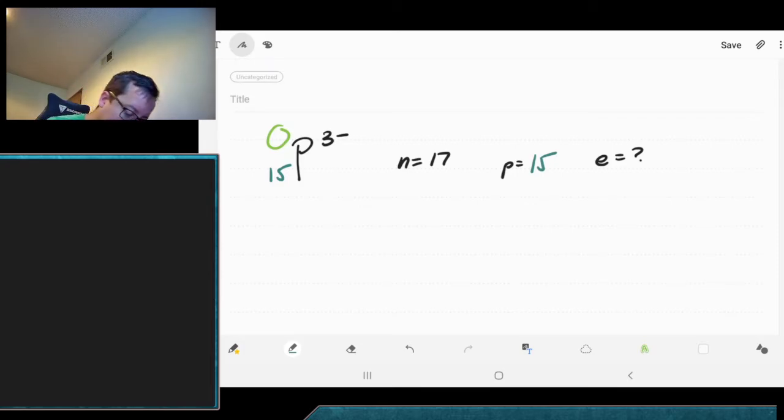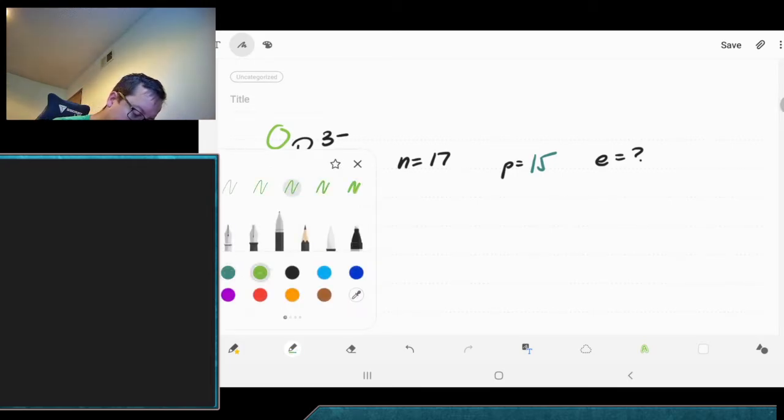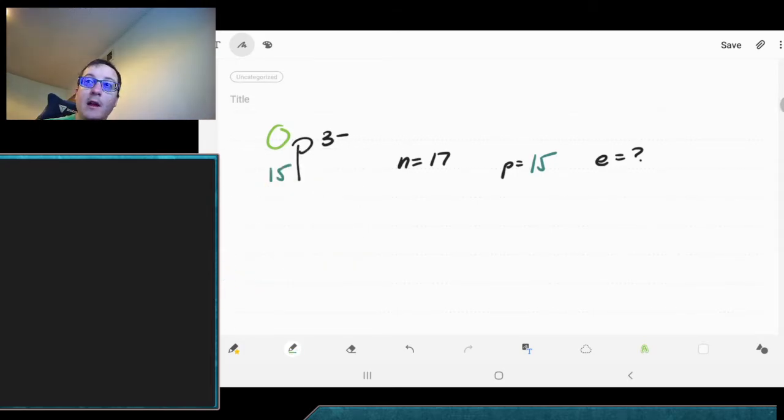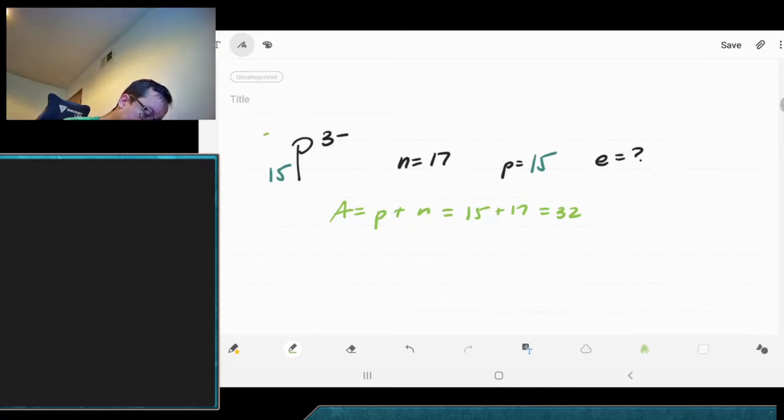We're still missing that light green though. And the light green was the mass number, right? Which is going to be the number of protons plus the number of neutrons. Now that we have the protons, we can go ahead and figure this out. It's 15 plus 17, which is 32. Yes, 32. And so now we can go ahead and fill that one in.